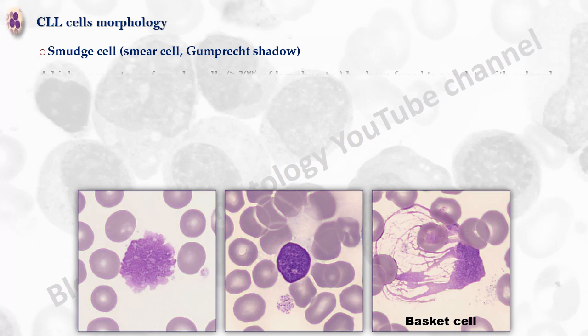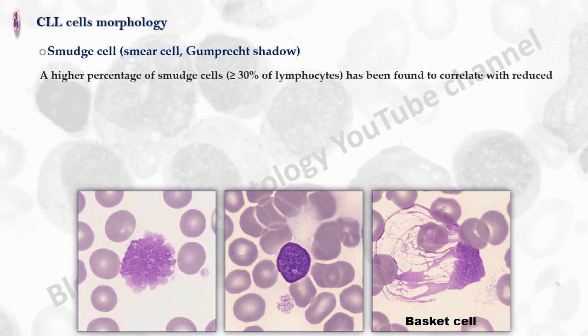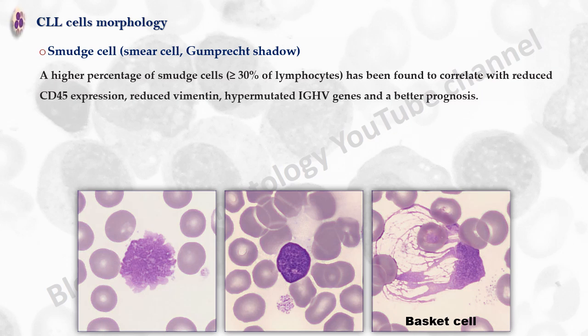A higher percentage of smudge cells, 30% or more of lymphocytes, has been found to correlate with reduced CD45 expression, reduced vimentin, hypermutated immunoglobulin heavy chain variable region genes, and a better prognosis.